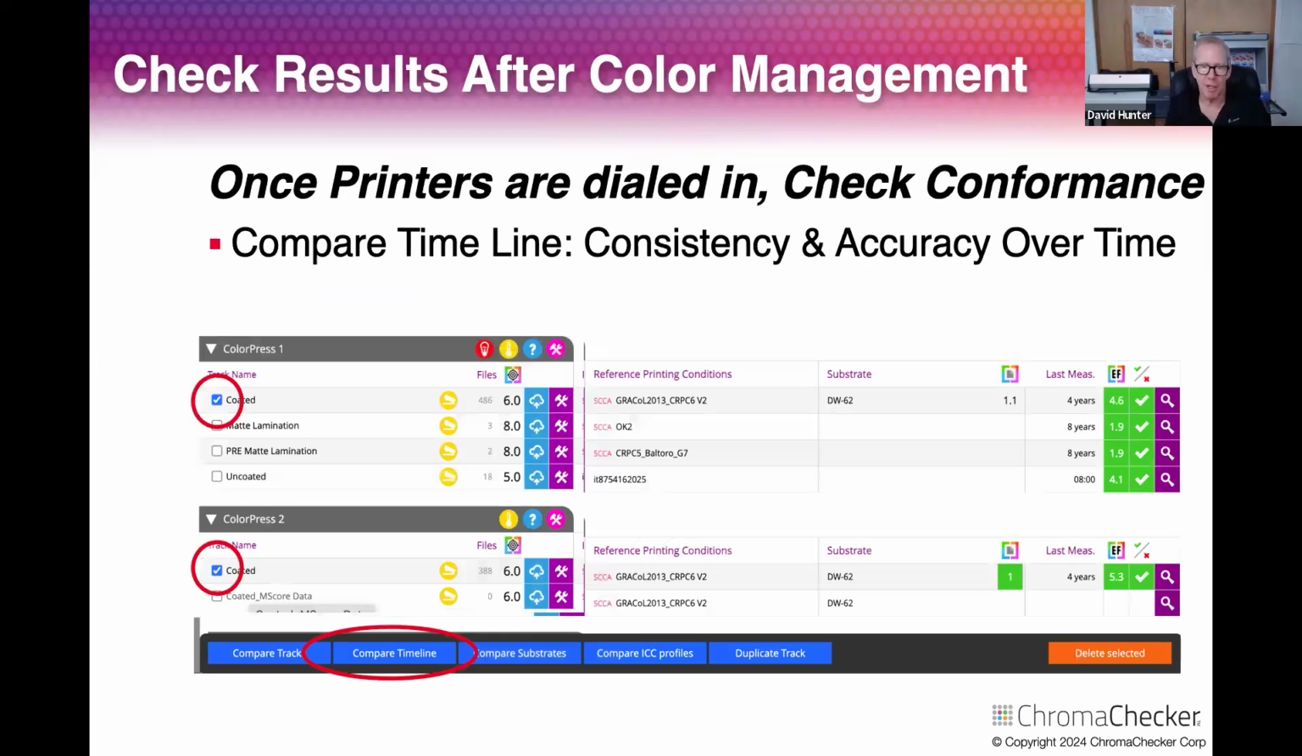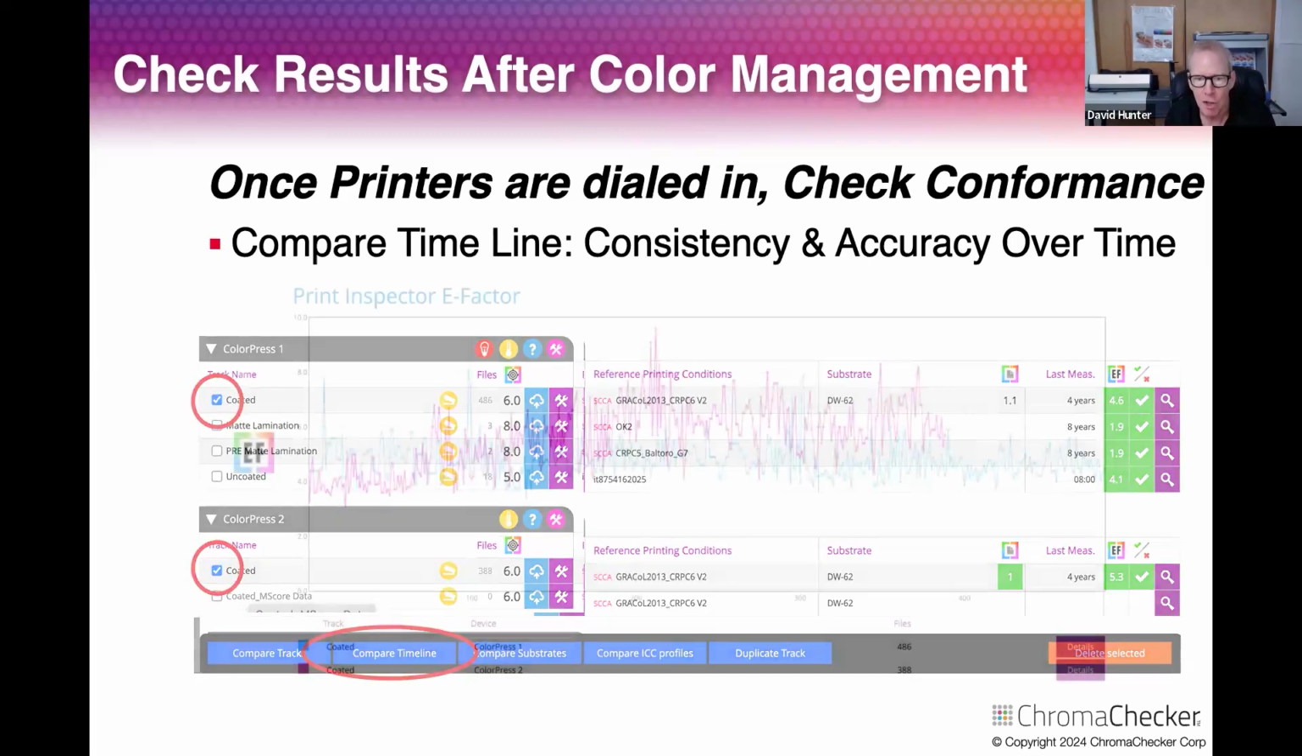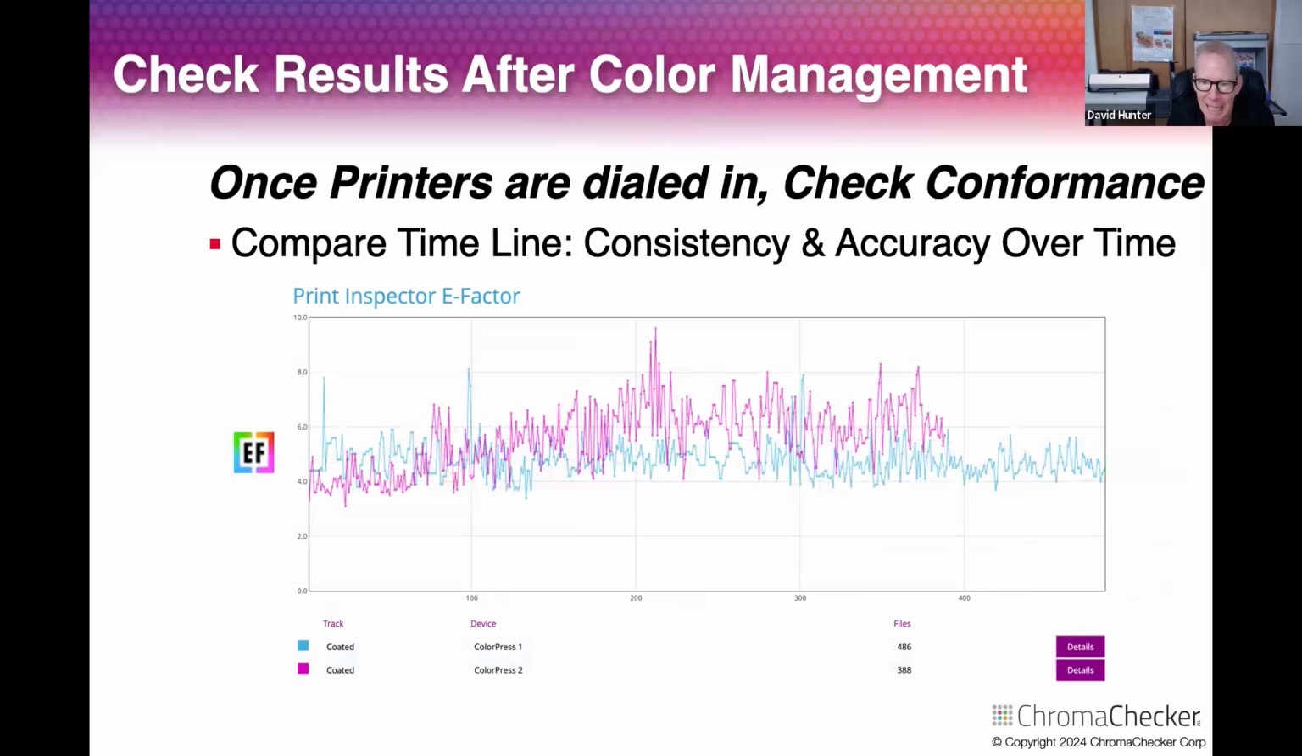Here's another great comparison. This is comparing the two printers, but instead of comparing tracks in the lower left-hand corner, I'm comparing timeline. So when I compare the timeline, I can see that ColorPress 2 kind of went on a walkabout for a couple months there, where its E factor was up in the 8+ range and way above 6 for a long period of time, where the ColorPress 1 was pretty stable.